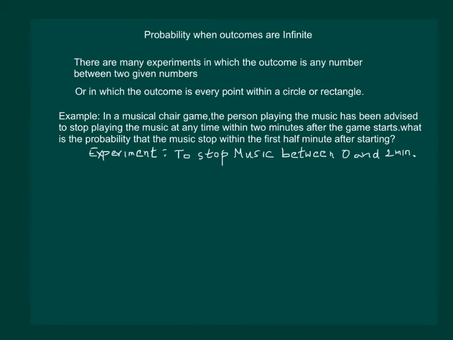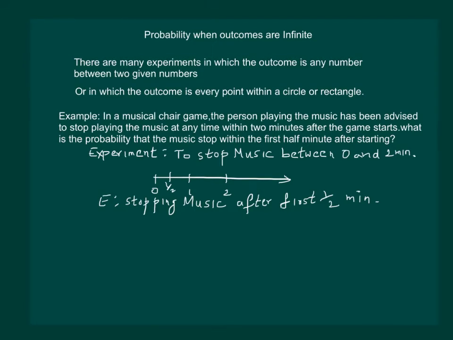This can be understood as a portion of a number line. Say we have a number line. So it is a portion of the number line from 0 to 2. We have to find the probability that the music stops within the first half minute after starting. That means let us define the event E to be stopping the music within the first half minute. The outcomes favorable to our event E are the points on the number line from 0 to half.